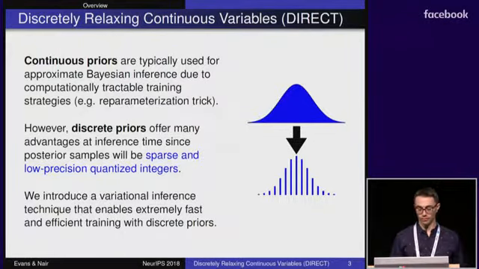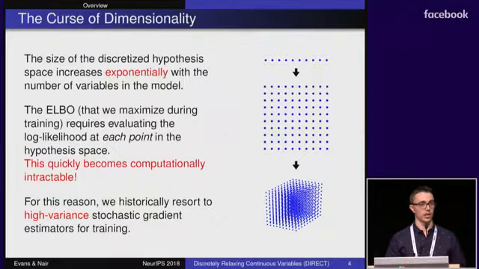So the reason training discrete models is challenging is because the size of the discretized hypothesis space increases exponentially with the number of variables in the model. And this is a problem because the ELBO, which is our training objective during variational inference, requires evaluating the log likelihood at every single one of these points in the hypothesis space. And this obviously quickly becomes intractable. So for this reason, we typically resort to stochastic estimators, and available estimators for discrete models tend to be very high variance.